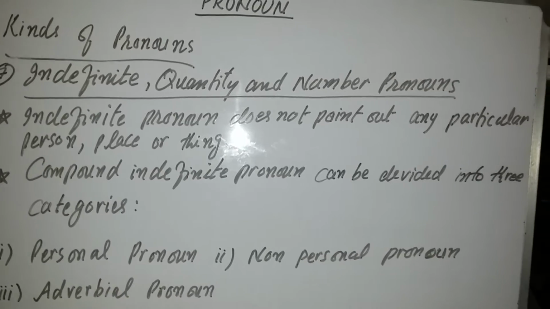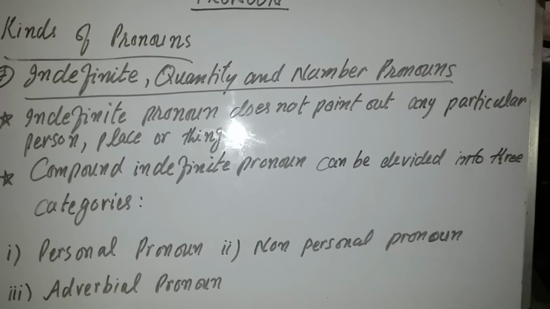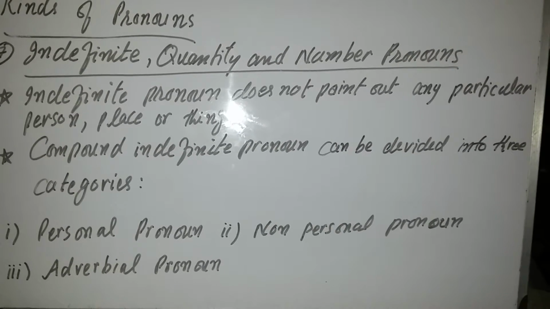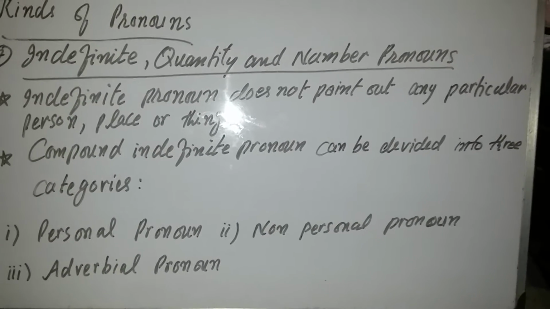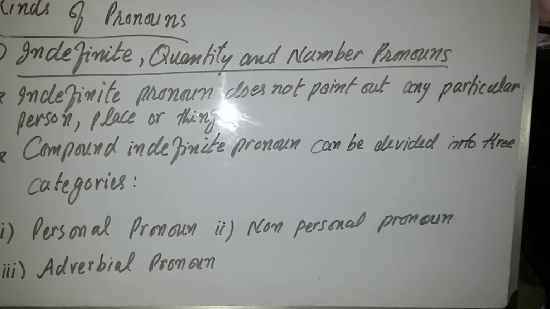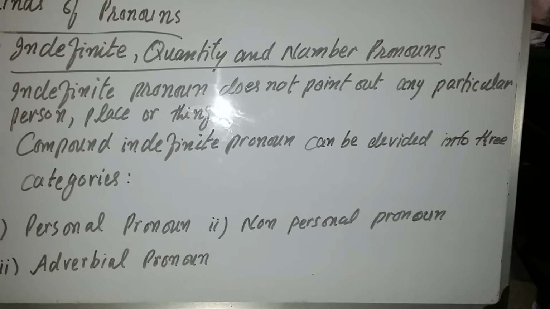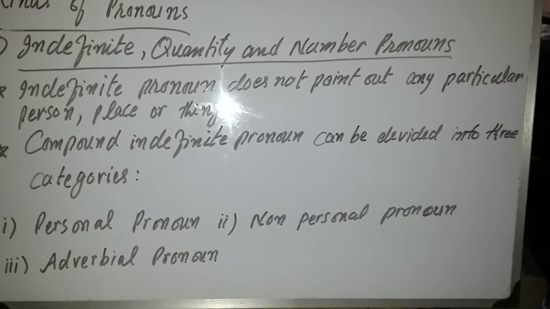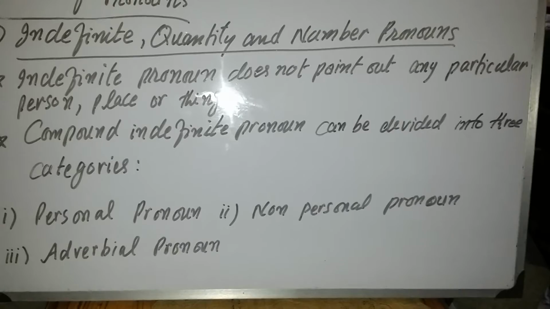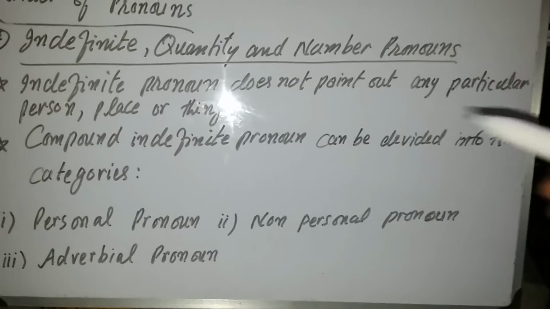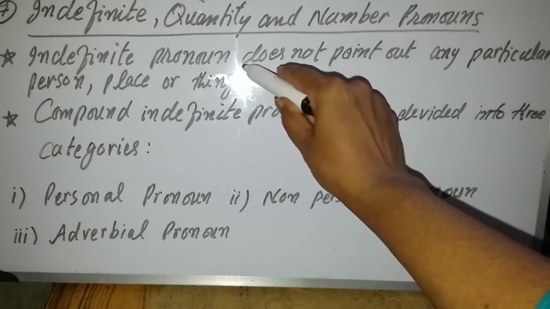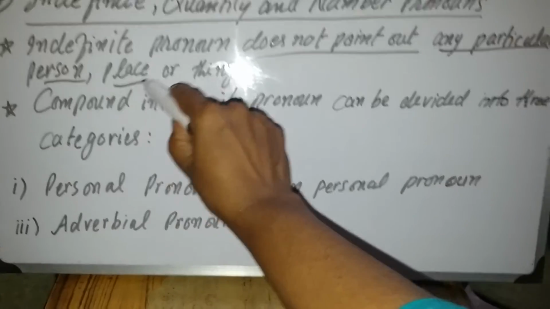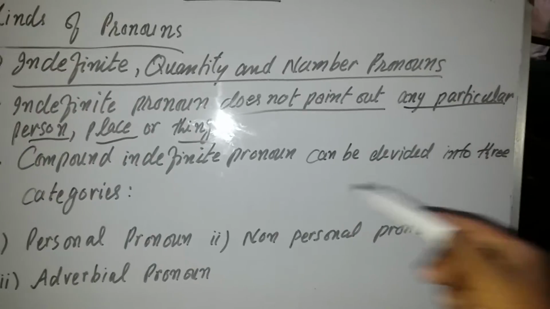Now in number 7, there is the kind of pronoun: indefinite, quantity, and number pronoun. First of all, we will discuss indefinite pronoun. Indefinite pronoun does not point out any particular person, place, or thing. As I taught you, in demonstrative pronoun a particular person, place, or thing is pointed out, but indefinite pronoun doesn't point out any particular person, place, or thing.